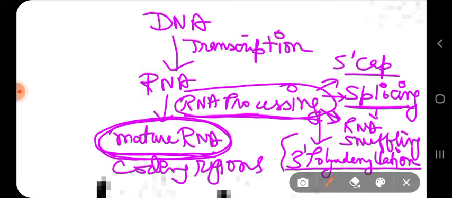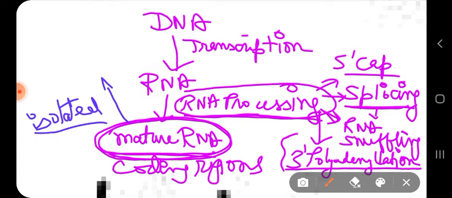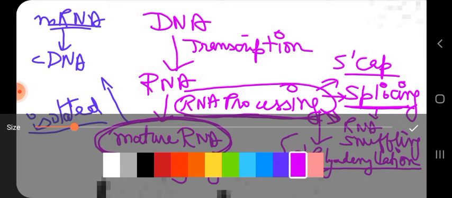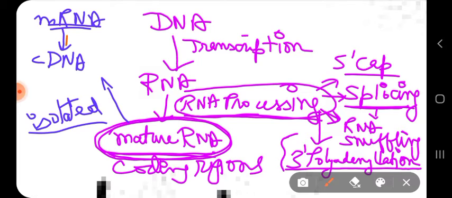This mRNA is isolated first, and after isolation, we use this mature mRNA as a template to convert it into DNA called cDNA by the process known as reverse transcription. You know the name of the process, reverse transcription.